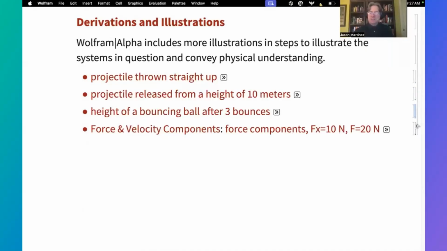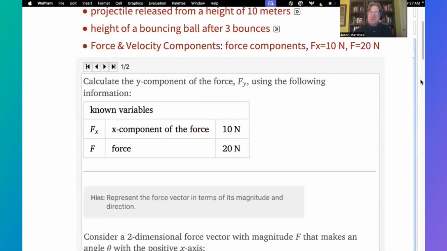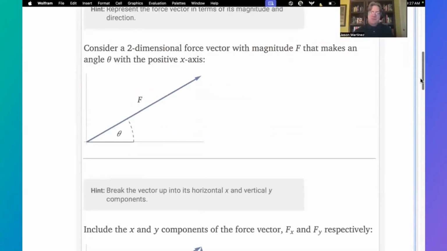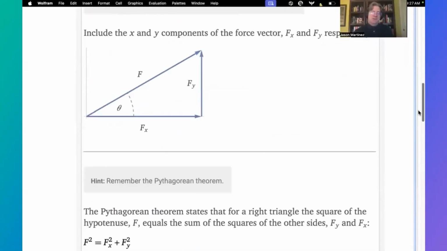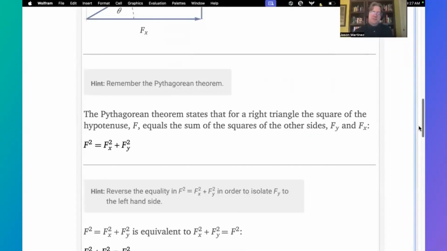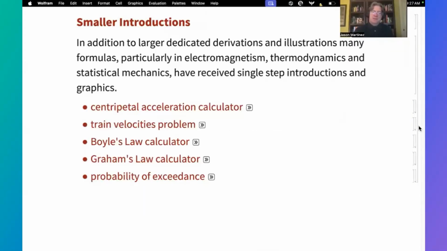Same thing with components, where we just include some diagrams to show you what's going on, what are the terms that we're interested in, and how we get the final result. Now, not every problem needs such a lengthy introduction. And so for a lot of formulas we've added basically just a little bit of text that explains what the equation's about, what the terms mean, and a graphic, if possible, that shows you what those various variables correspond to.